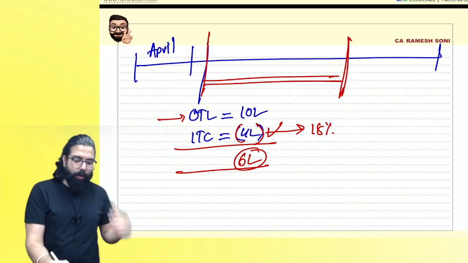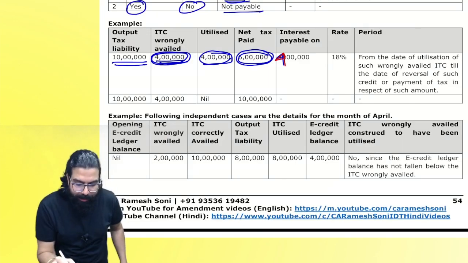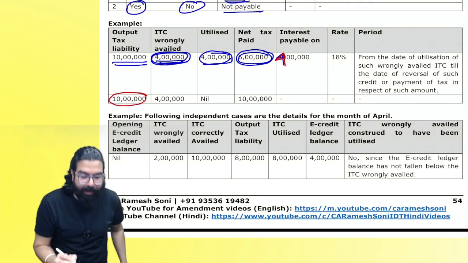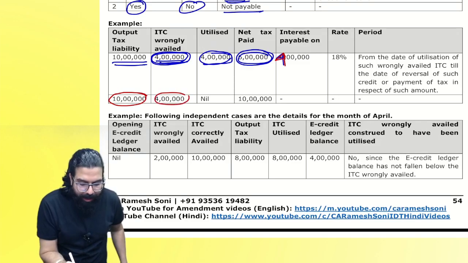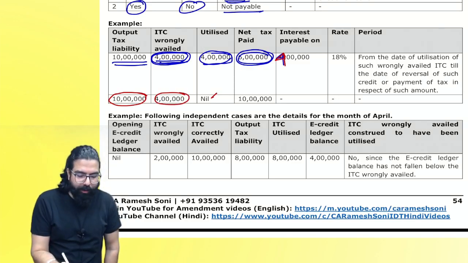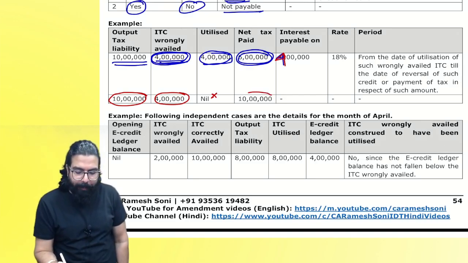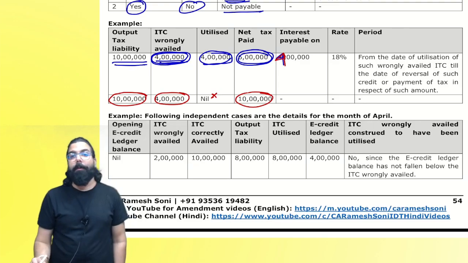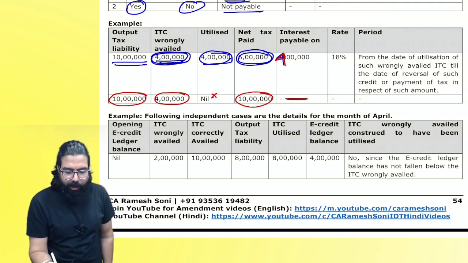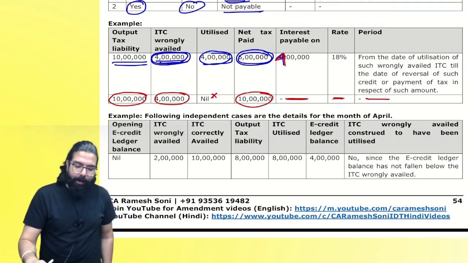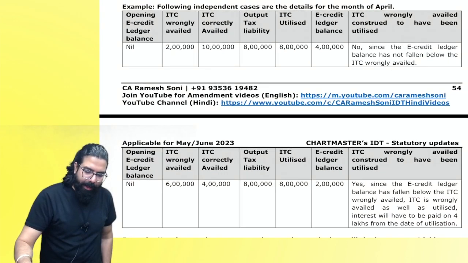Okay. Everyone over here. For example, my output tax liability is 10 lakh. ITC wrongly availed 4 lakh. I did not use it. By mistake, I availed it, but I did not use it. I paid 10 lakh rupees in cash. Then interest will not come. Nothing. Can I go ahead, everyone? Can I move to the next one? Everyone over here.